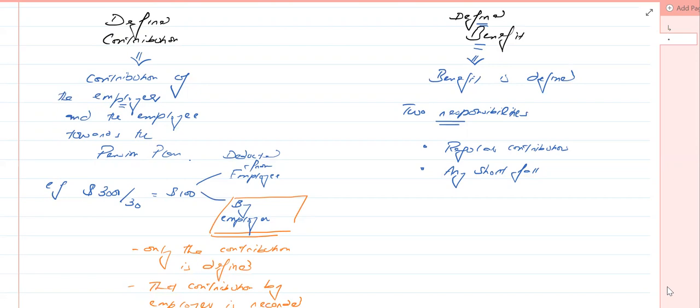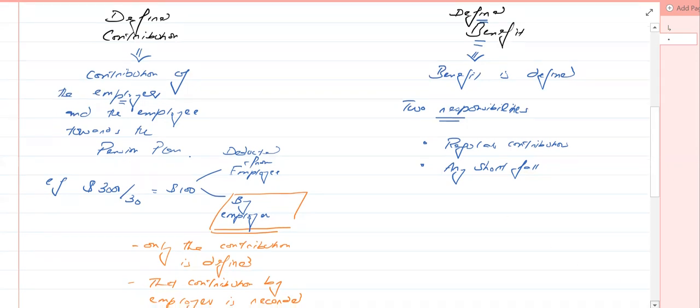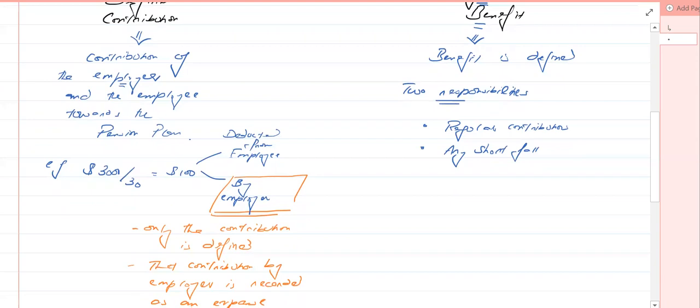But sometimes there are changes in the interest rates and returns. In that case, there is usually a shortfall. So if there is any shortfall, the employer needs to make sure that shortfall is fixed. So there are two responsibilities. First of all, the regular contribution, and the second thing is regarding any shortfall.